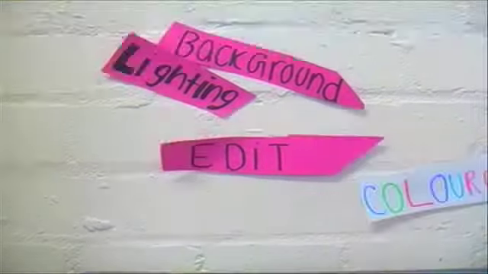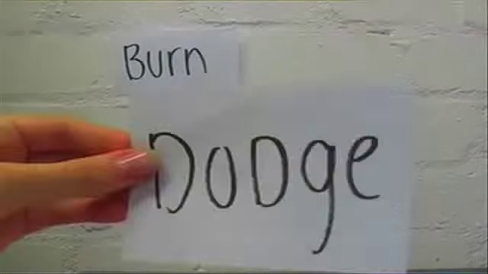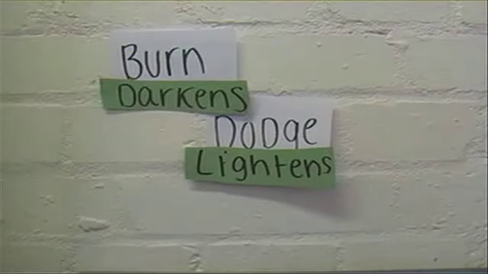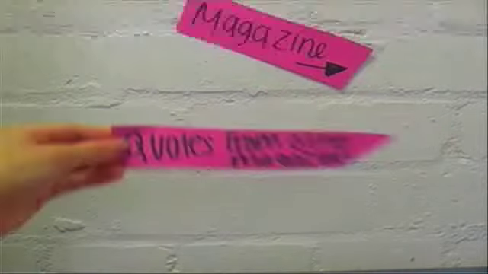We used colour corrections to do things such as change the dress colour and darken the skin colour and hair to make it stand out more. We used the burn and dodge tool, which lightens and darkens the picture. We added text on both the digipack and magazine. For example, on the magazine, we used Lissy, the singer's name, the title of the album, the list of the songs, and quotes from another magazine.